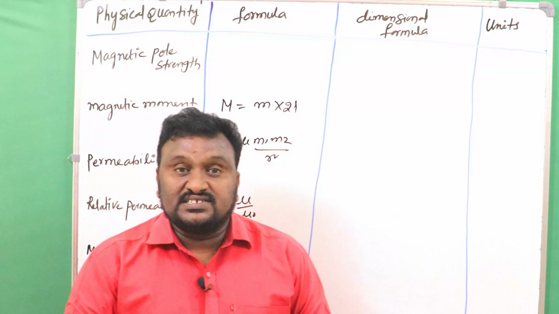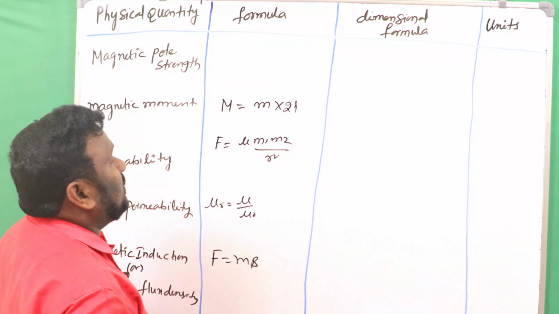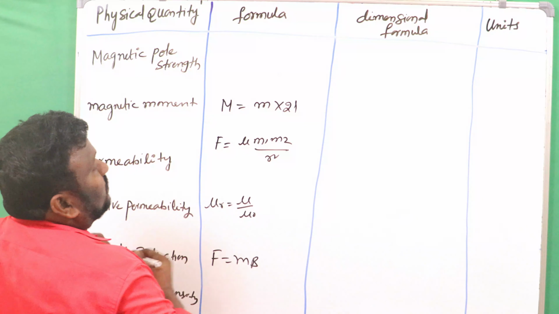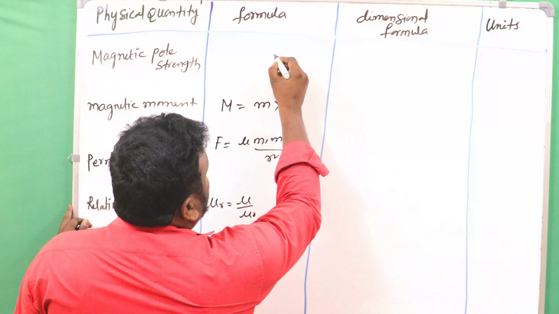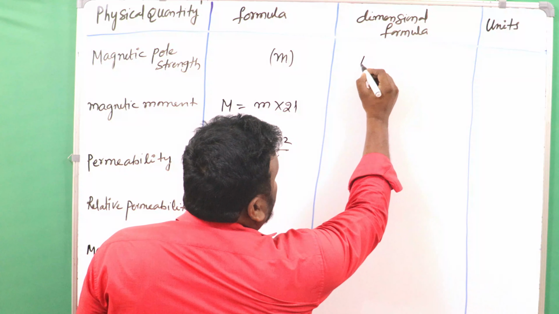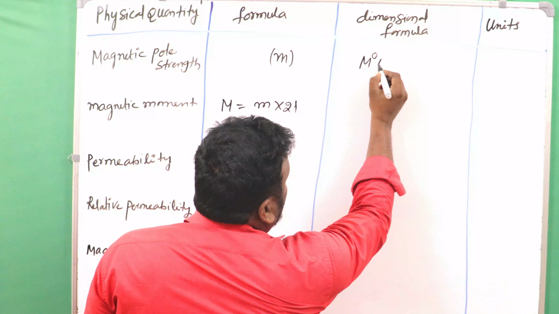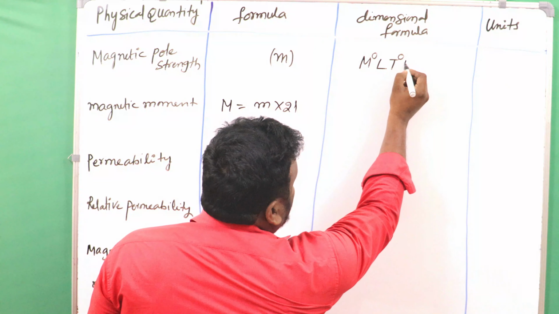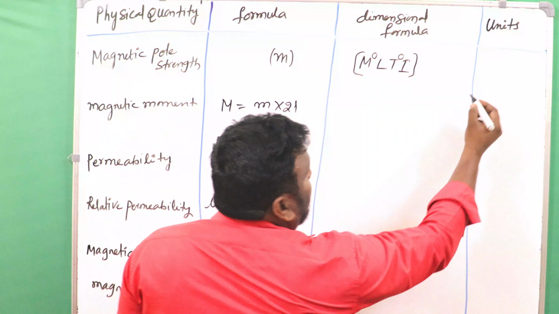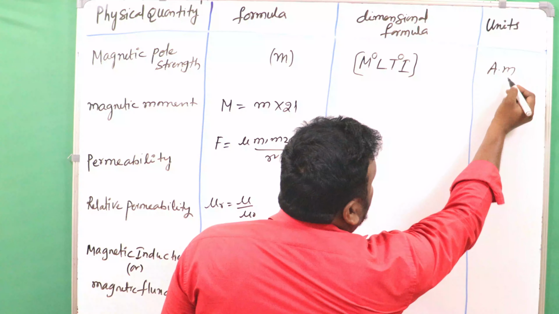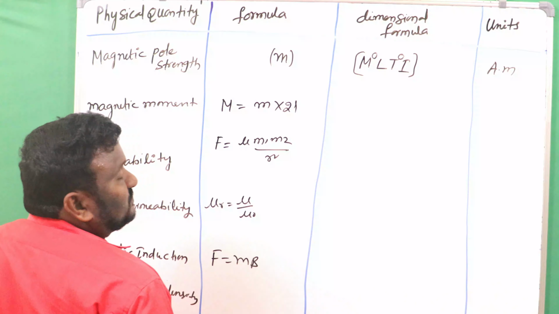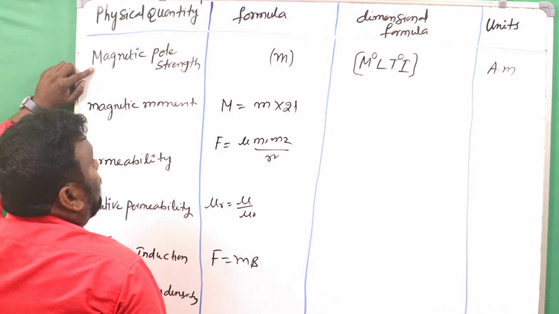So we are going to discuss some of the dimensional formulas related to magnetism. So first thing is magnetic pole strength. Magnetic pole strength is shown by the symbol m, and its dimension formula is M to the power of 0, L, T to the power of 0 and I. So here the units are ampere meter. Ampere is current I and meter is length L. So that is the dimension formula of magnetic pole strength.